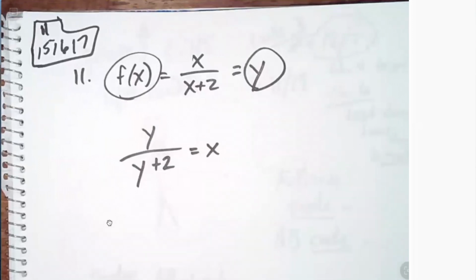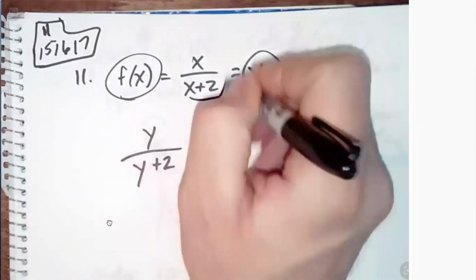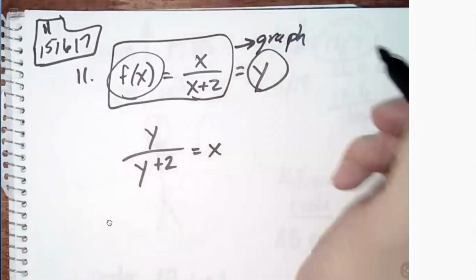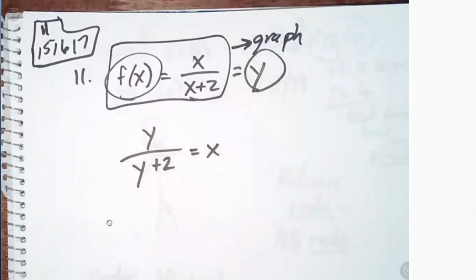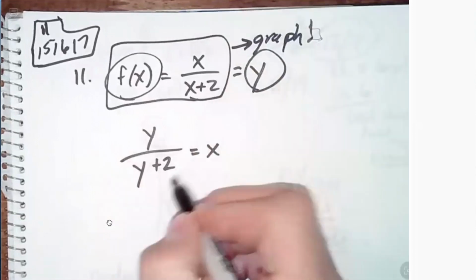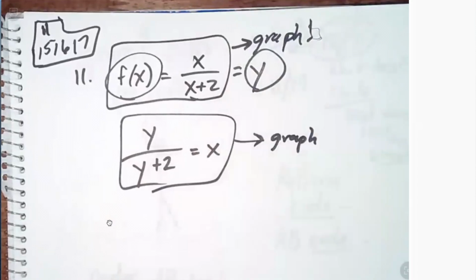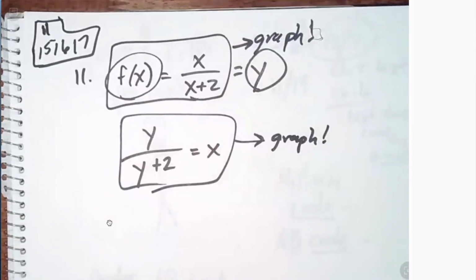So first of all, if you graph this in Desmos, you get a picture. You can graph this in Desmos, and you can see the picture of the inverse of the function. But if you actually want to write it out so that it's y equals, you have to solve for y.